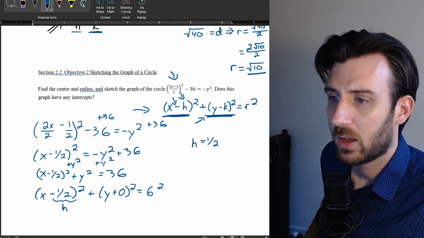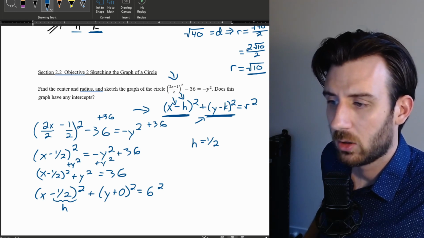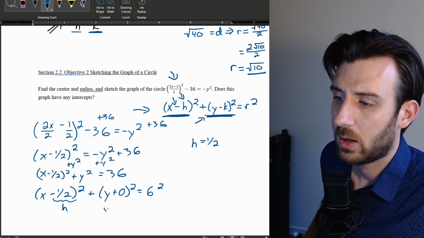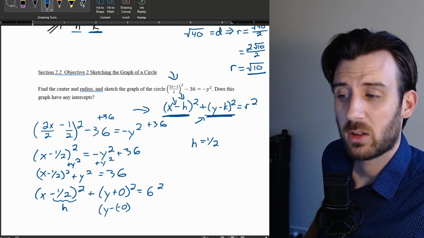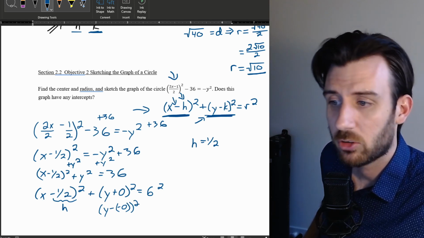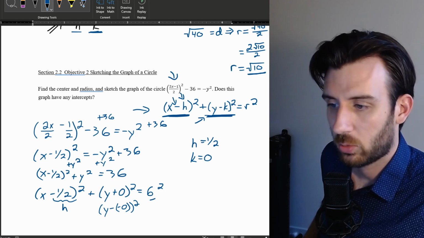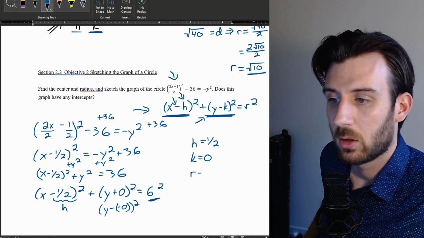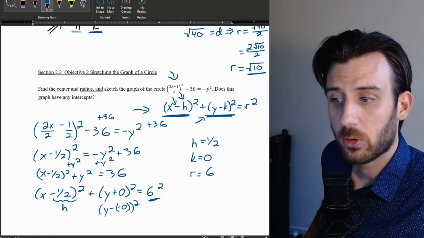What about k? I have y minus k. Here I have y plus 0. I guess that would be like y minus a negative 0. That works out okay, I think. Negative 0 is just 0. So k is just 0. K equals 0. Love that. And then r squared right here would be 6, because 6 squared is r squared, so 6 is r.